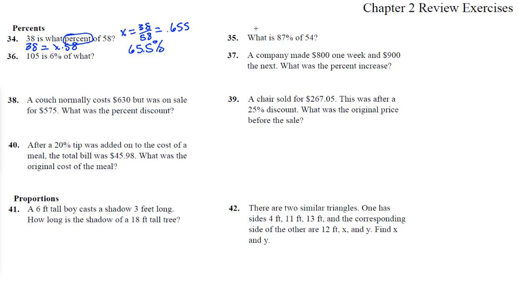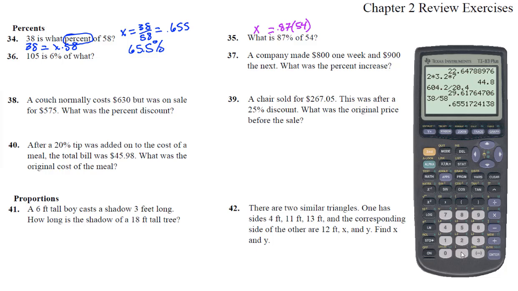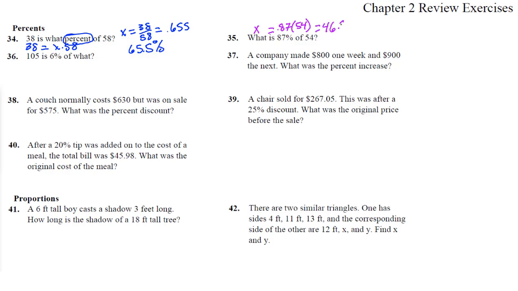What is 87% of 54? Notice, to get x by itself, we don't need to solve or undo anything. Just take 0.87, that's 87%, 0.87 times 54, and that is 46.98. So 47 would be close if you were rounding, that's all right.